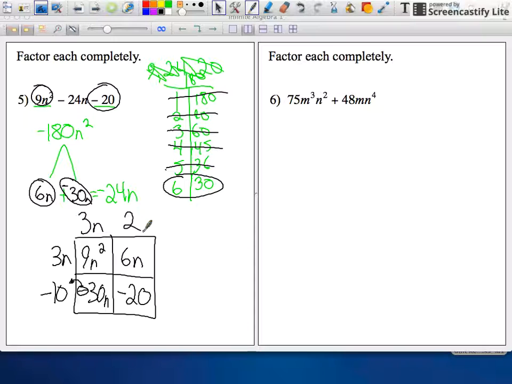Again, you can check all of this. 3n times 3n, if we were doing our box multiplication, 9n squared. 3n times 2, 6n. 3n times negative 10, negative 30n. And negative 10 and 2 should be negative 20. So there's my answer. 3n minus 10, 3n plus 2.